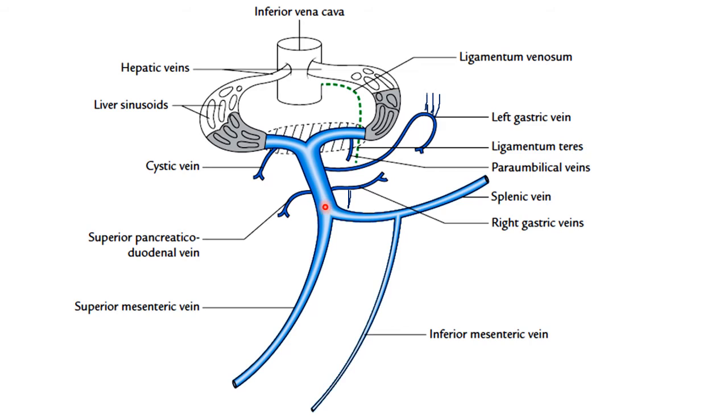Now, tributaries of the portal vein. The splenic vein is one of the formative tributaries of the portal vein, and the superior mesenteric vein is another formative tributary of the portal vein. The superior pancreatico-duodenal vein joins the portal vein behind the first part of the duodenum. The left gastric vein and the right gastric vein join the portal vein at the free margin of the lesser omentum.